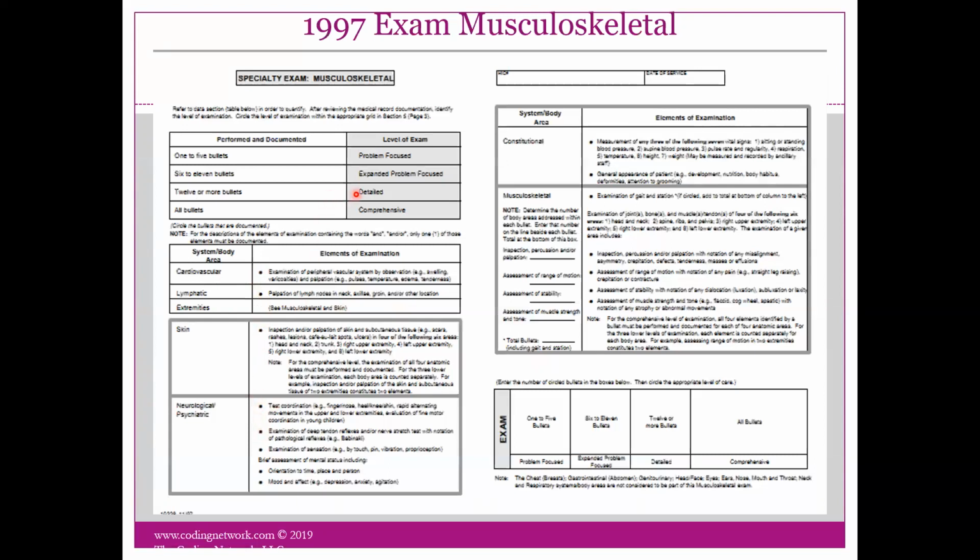But you can see for a detailed exam, it could be 12 or more of any of these bulleted items. Any of them at all. But for comprehensive, you need them all. So really for the 1997 musculoskeletal exam, you really need help with some sort of a template to make sure that you would capture all of this information.